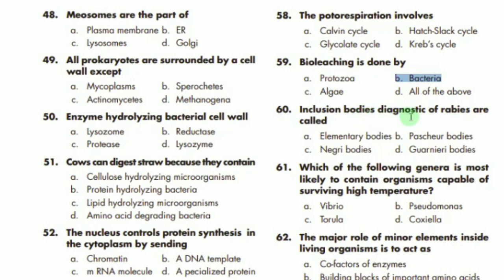Inclusion bodies diagnostic of rabies are called... What do we call them? We mostly call them Negri bodies. C is the correct option.